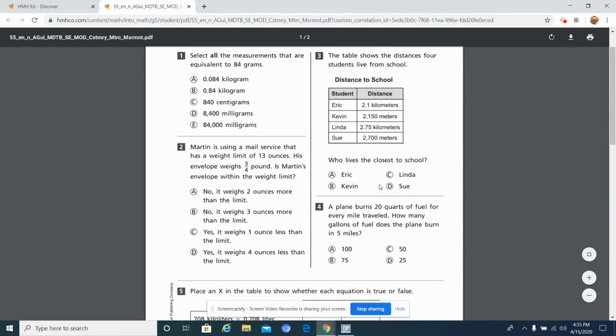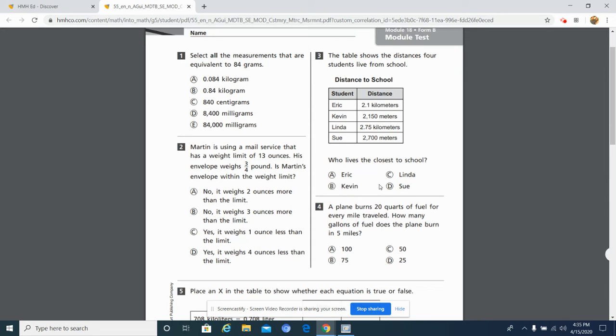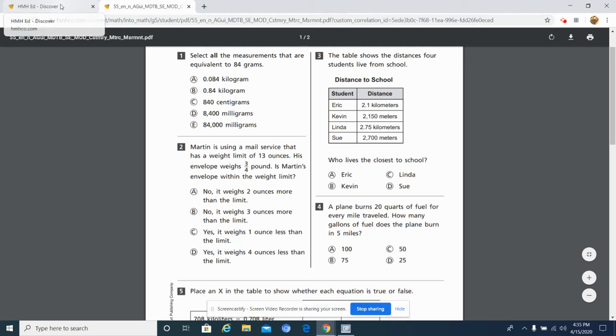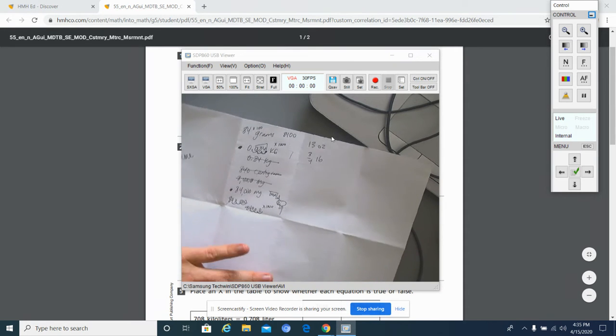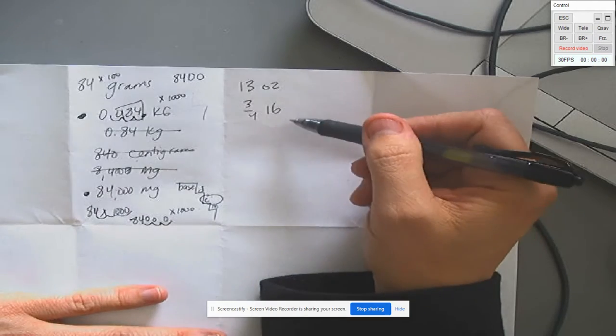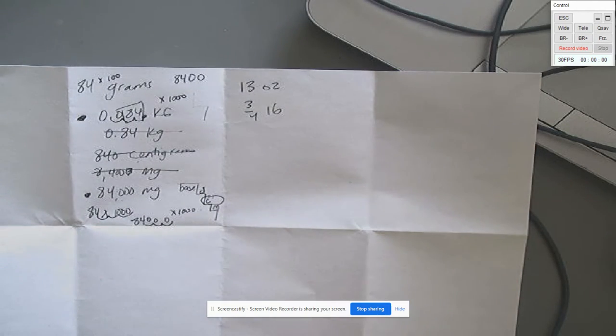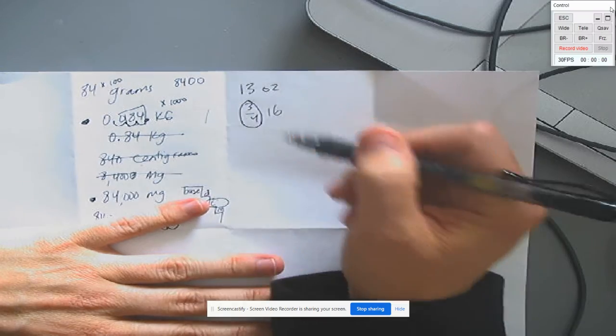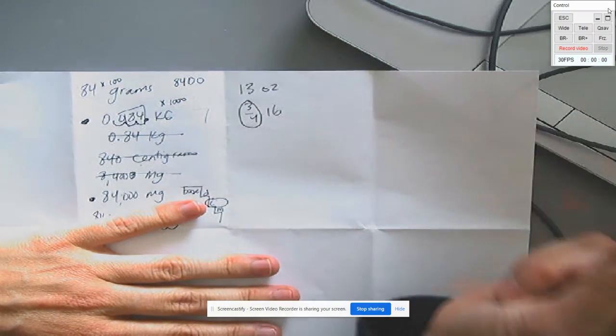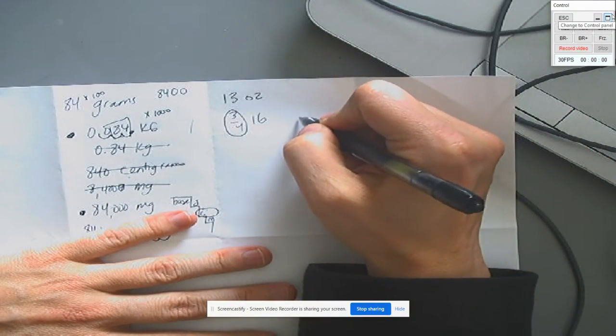Okay, number 2. Martin is using a mail service that has a weight limit of 13 ounces. His envelope weighs 3/4 of a pound. Is Martin's envelope within the weight limit? So what are we going to have to do? We're going to have to change one of these either into ounces or into pounds. Well, which one's the easiest way? When we have 3/4 of a pound, we want to make that a decimal.